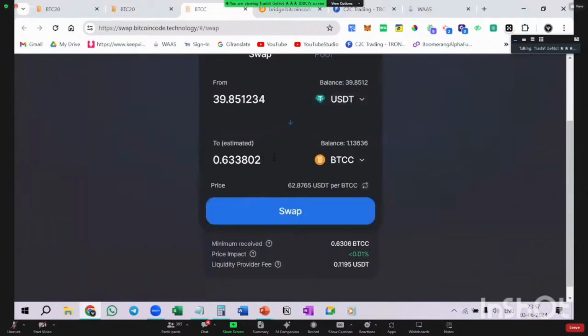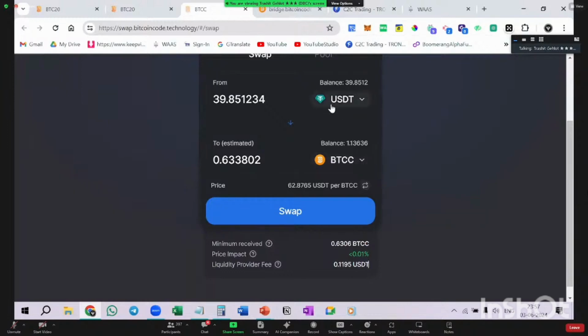All right. So the existing rate is 62.87. And with that, you can swap this USDT to BTCC. So there are two features. One is bridge and the other one is swap. Bridge is specifically used to transfer the same asset across blockchains, right? And the swap feature is particularly used to swap a number of tokens into other tokens on the same blockchain.